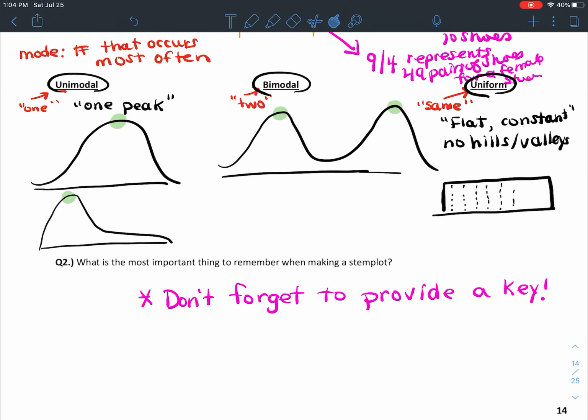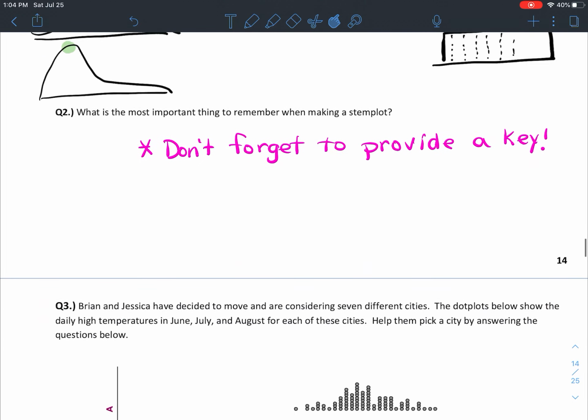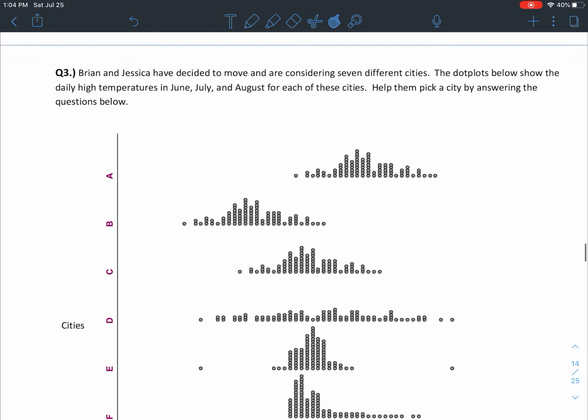All right, and then down here, what is the most important thing to remember when you are making a stem plot? And that is, don't forget to provide a key. We definitely want to provide a key there.